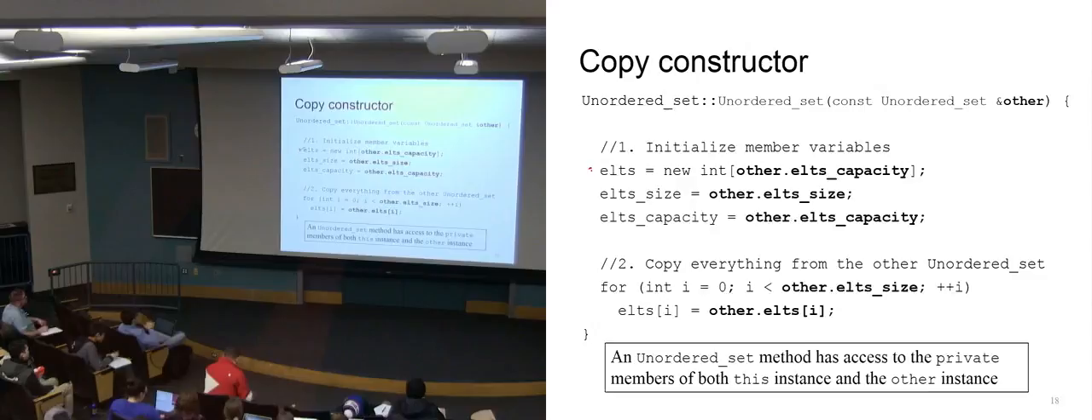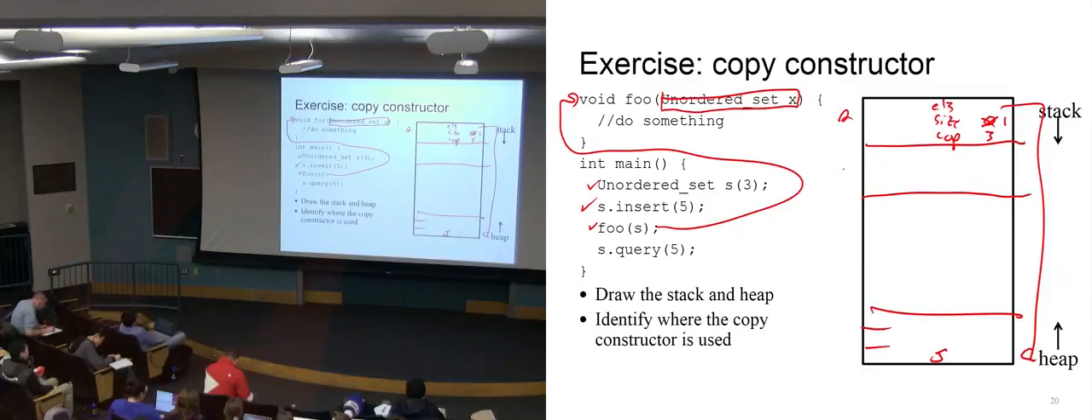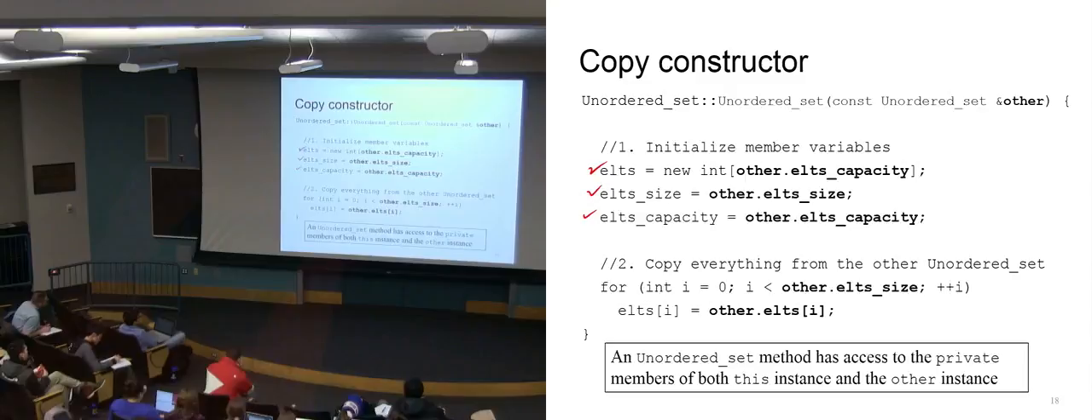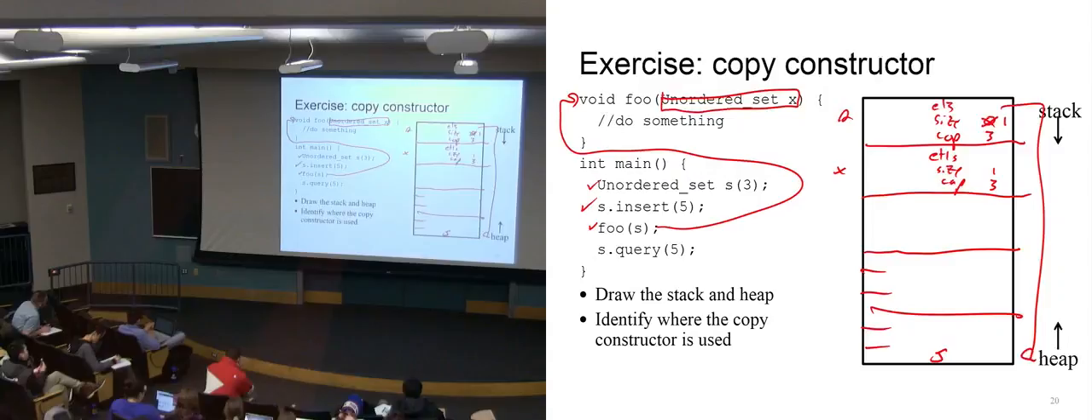So first we get x on the stack with else, size, and capacity. Then we get an array on the heap. That array came from this line of code. Everybody with me there? Okay. Now we're going to do these two lines of code where we copy size and capacity. So we copy size and capacity, and else points to the new array. Do you see already how this is a lot different than last time? We have two pointers that point to two arrays. In the past, we had two pointers that pointed to one array. That's different.